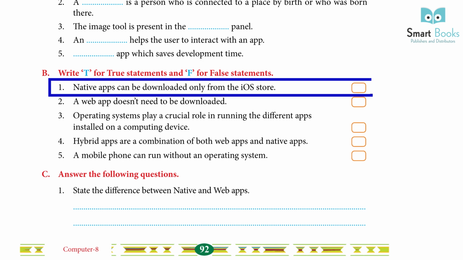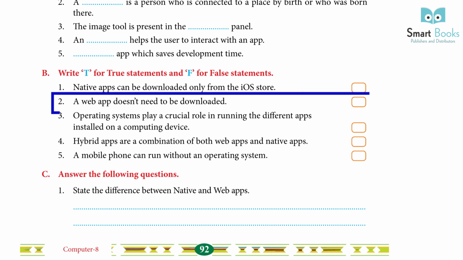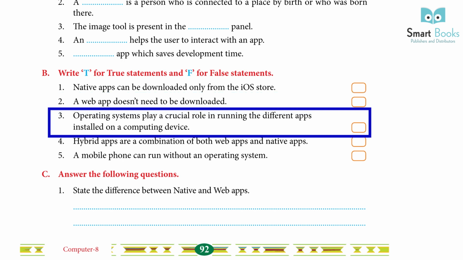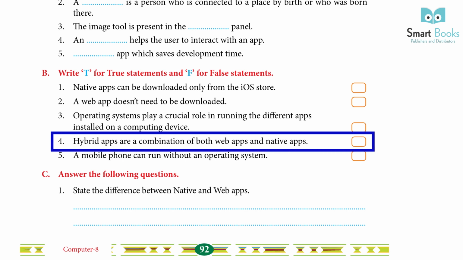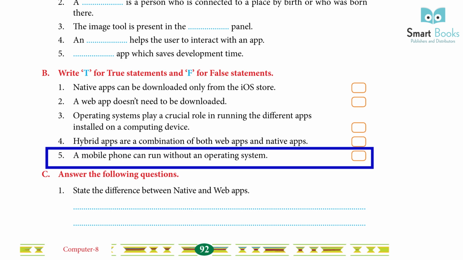B. Write T for true statements and F for false statements. 1. Native apps can be downloaded only from the iOS store. Answer: false. 2. A web app does not need to be downloaded. Answer: true. 3. Operating systems play a crucial role in running the different apps installed on a computing device. Answer: true. 4. Hybrid apps are a combination of both web app and native app. Answer: true.